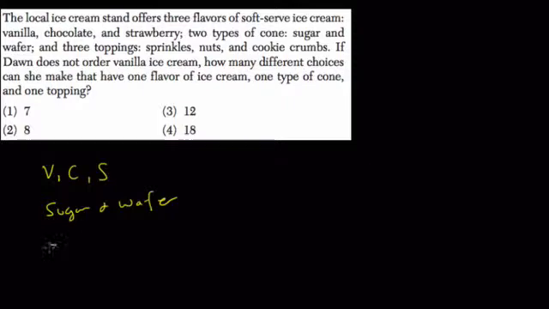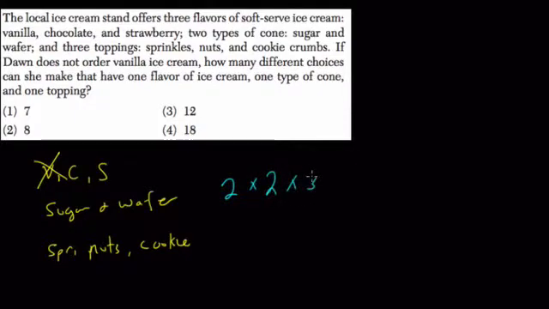And 3 toppings: sprinkles, nuts, and cookie crumbs. White cookie. Okay, if Dawn does not order vanilla, so vanilla's gone, how many different choices can she make that have 1 flavor of ice cream, 1 type of cone, and 1 topping? Well, this is great because you just multiply. It's 2 flavors times 2 types of cones times 3 types of toppings. That's 4 times 3, or 12.